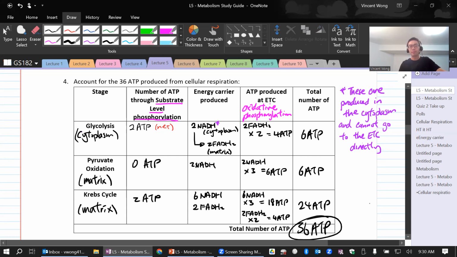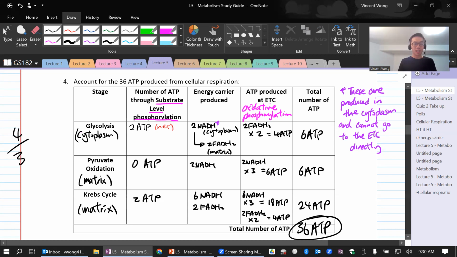Sorry, where did the plus 2 come from in the ATP produced? Why is it 18 plus 4 plus 2? Yeah, this column, the 2. Oh, yeah, okay. So we group everything together. That's how we get our magic number 36, okay? Now, of the 36, 4 of them are produced by substrate level phosphorylation, right?